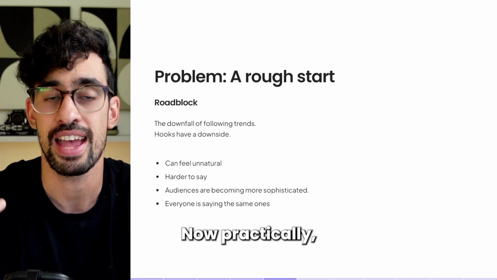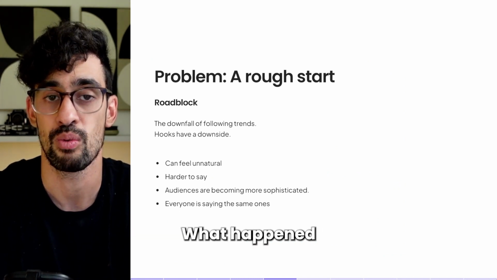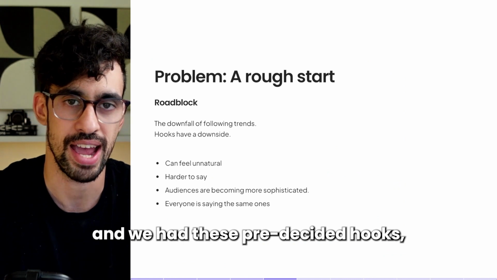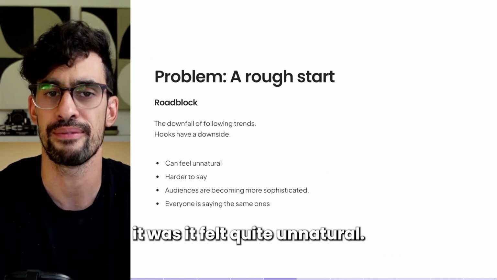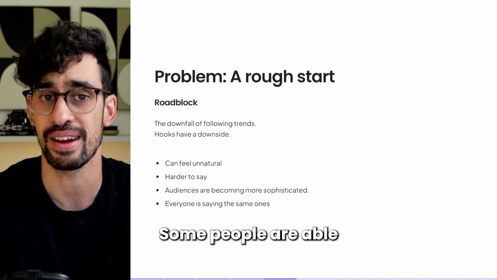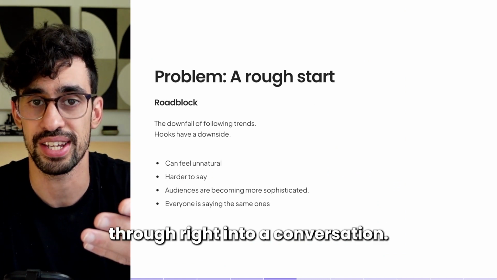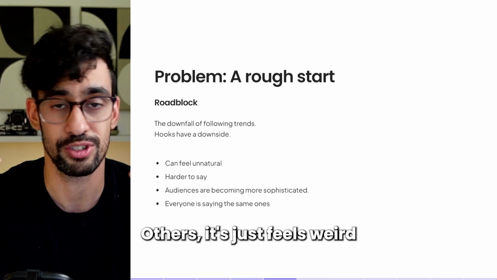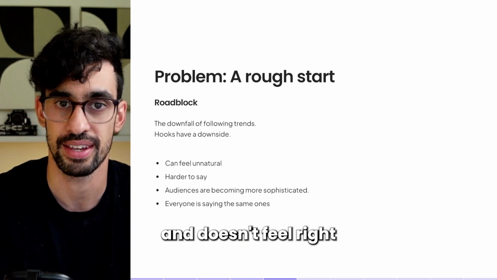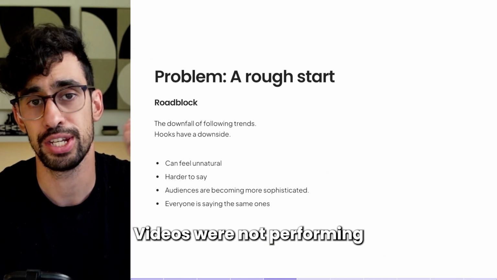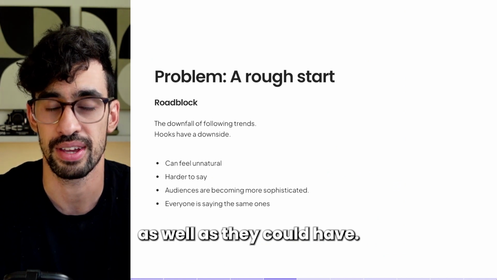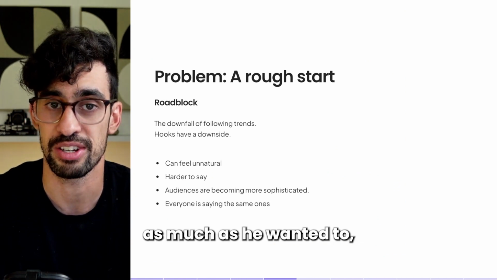Now, practically, how this impacts filming. What happened was when I jumped into filming and we had these pre-decided hooks, it felt quite unnatural. Some people are able to just say these hooks and allow it to just flow right into a conversation. Others, it just feels weird and it doesn't feel right. And it was causing friction. Videos were not performing as well as they could have. Ash was not enjoying filming as much as he wanted to.